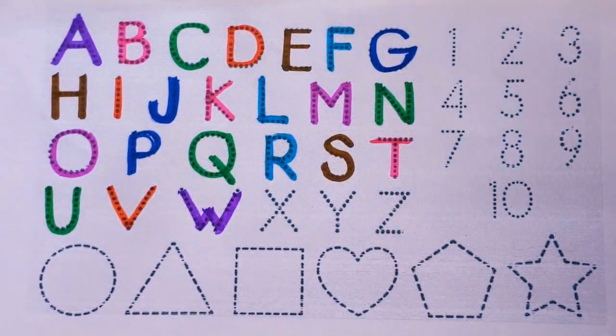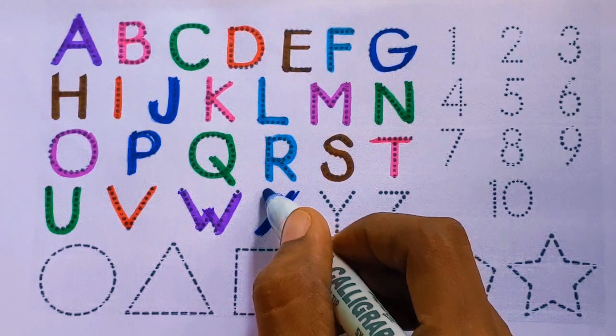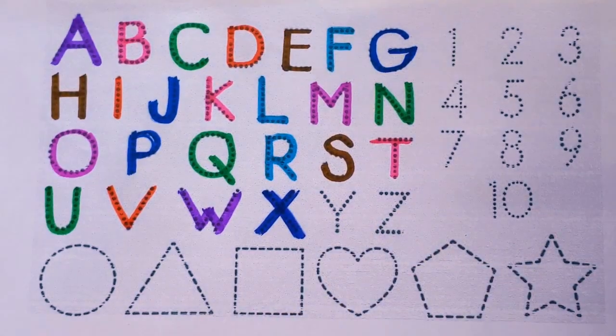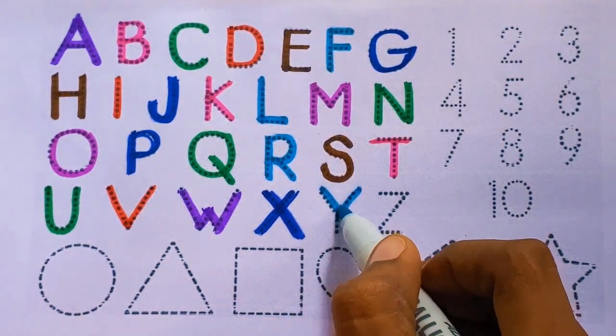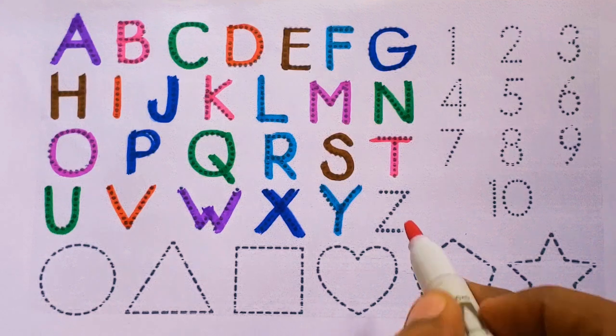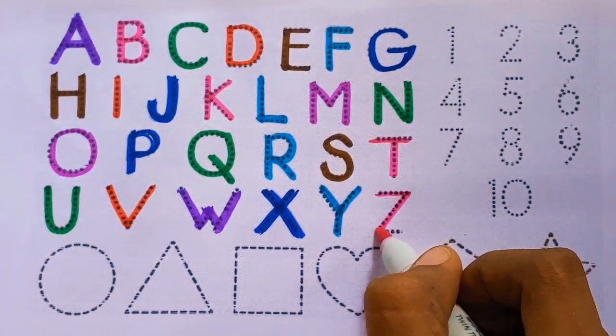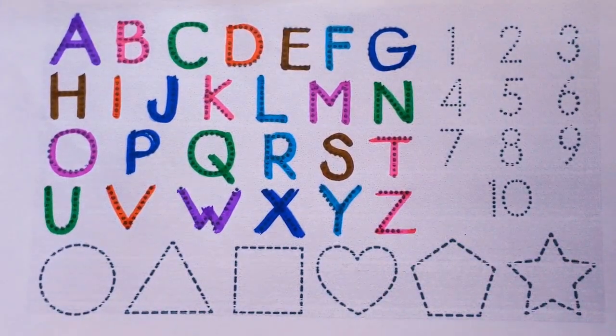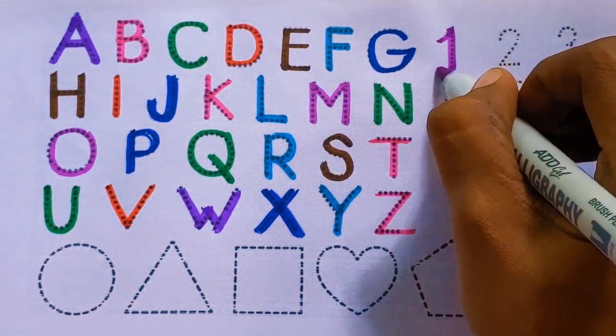W for watch. X for xylophone. Y for young. And Z for zebra. Now let's trace the numbers.